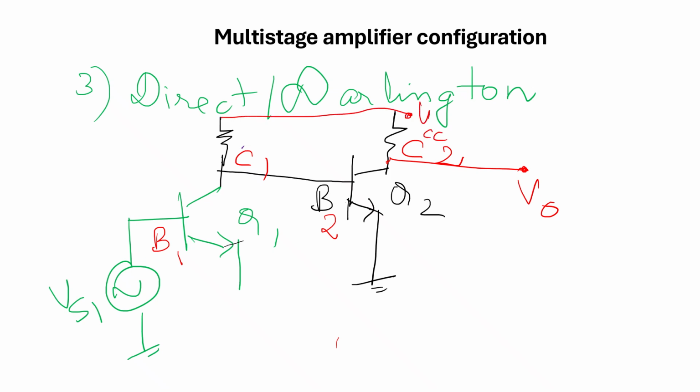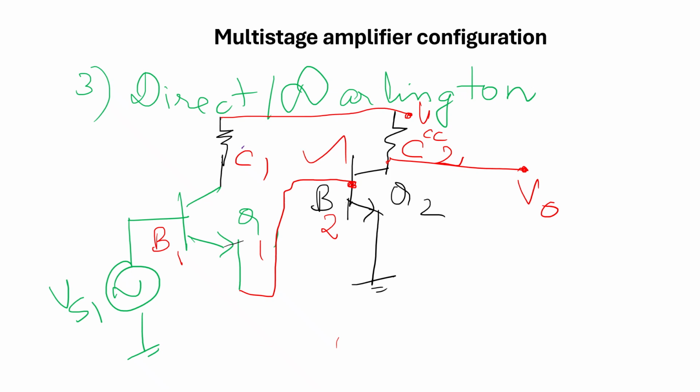This kind of connection is called direct connection, and with a small modification, if this emitter terminal is directly taken and connected to the base of the second transistor, then it is called Darlington. This configuration is called Darlington kind of multi-stage amplification configuration. So in this video, we have discussed the different ways in which you could go in for multi-stage amplification.